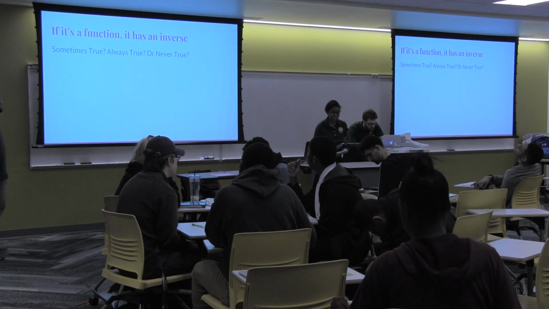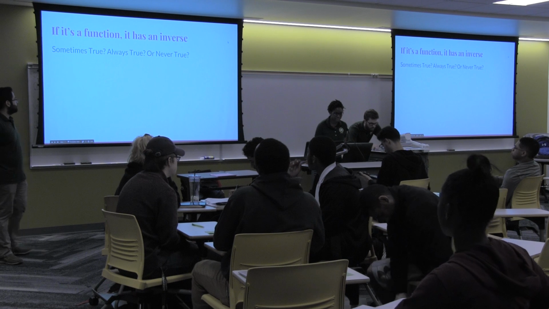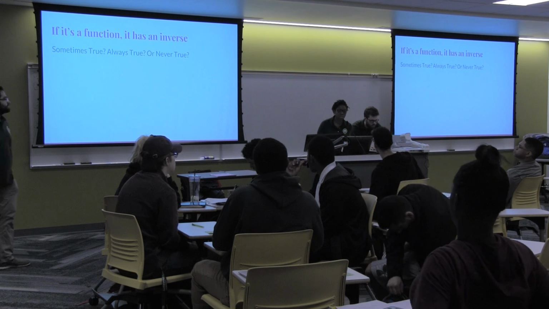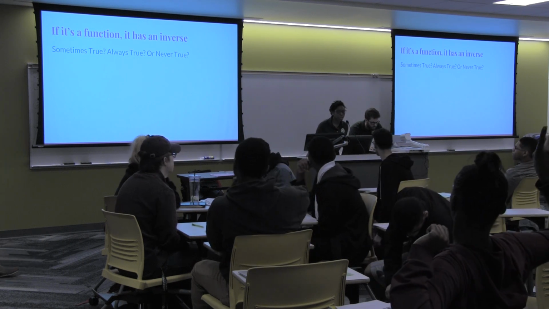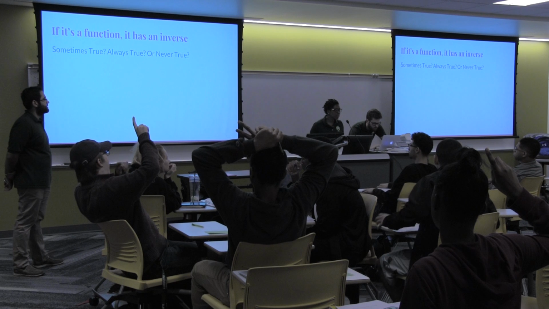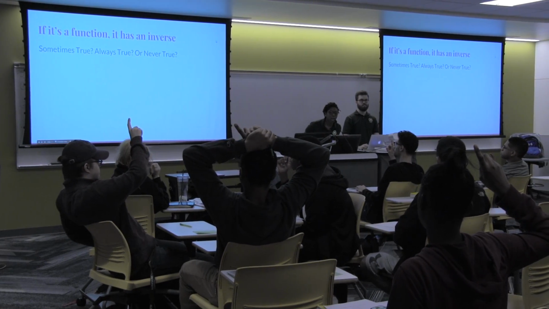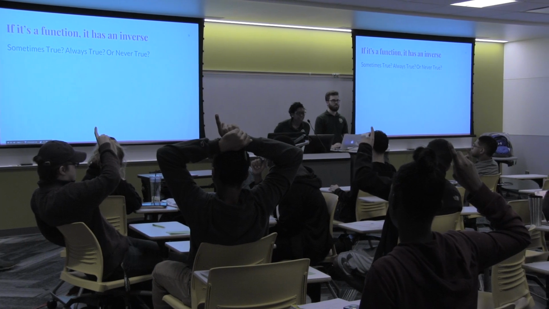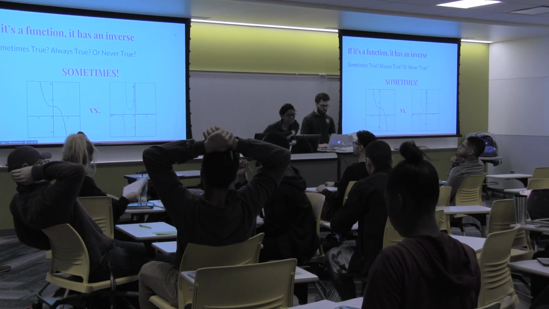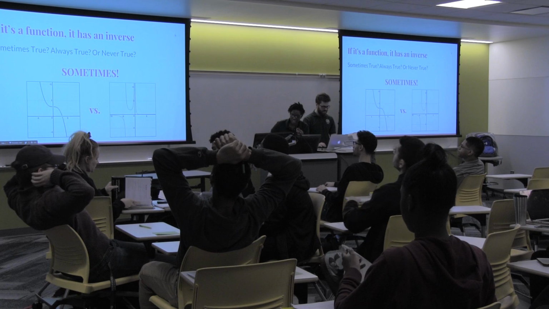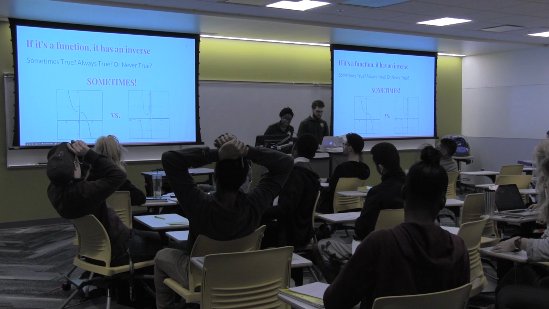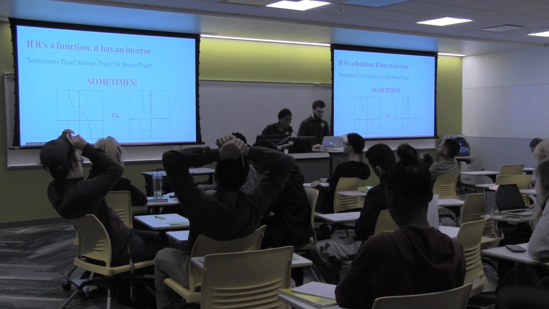If it is a function, it has an inverse. Is this statement sometimes true, always true, or never true? For sometimes true, hold up a number 1. For always true, a number 2. For never true, a number 3. I see all ones. Yes, sometimes true. In the first example, you have a simple function, and it does have an inverse. But the second function doesn't have an inverse.